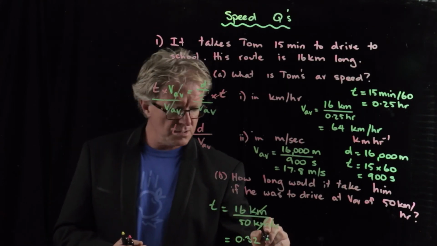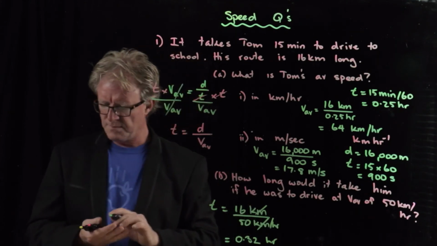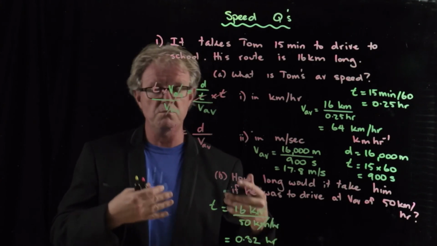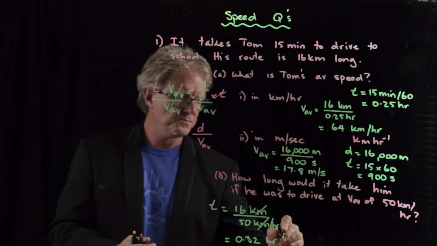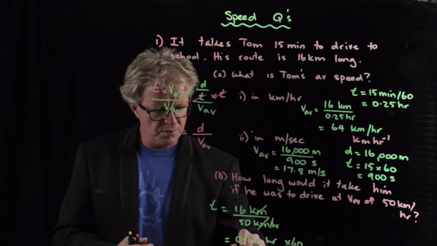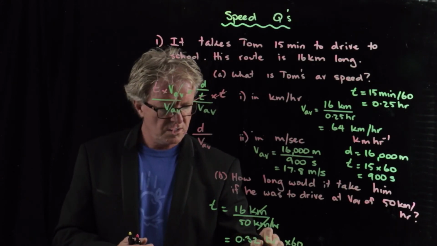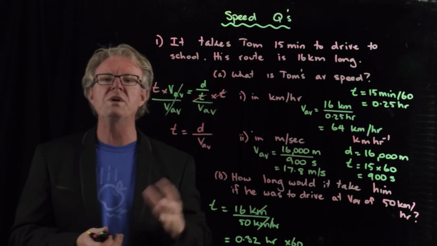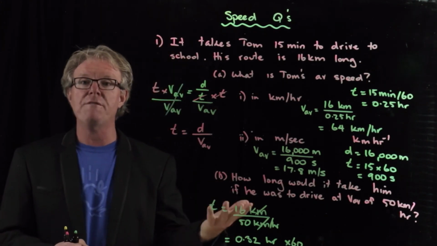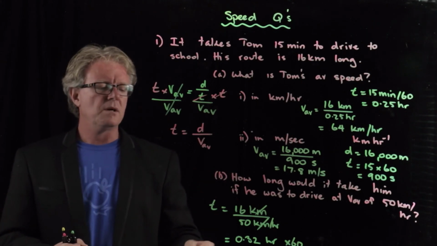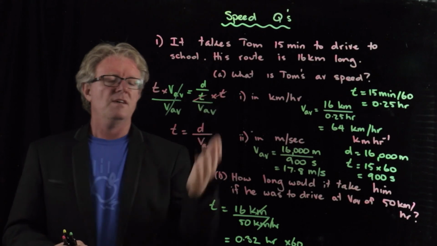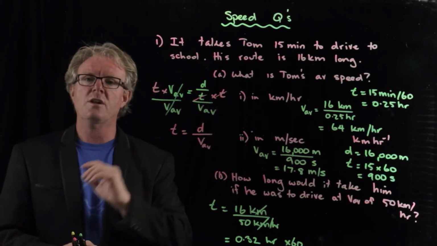That means our final time should be 0.32 hours. If we want it in minutes, we times by 60, and that means it turns out to be 19.2 minutes. Just makes it more realistic. I mean, not many people go, oh yeah, 0.32 of an hour. We go half an hour, 0.5, but to go 0.32 of an hour. So we'll put our final answer in minutes. There's some easy calculations. Let's do some velocity ones.